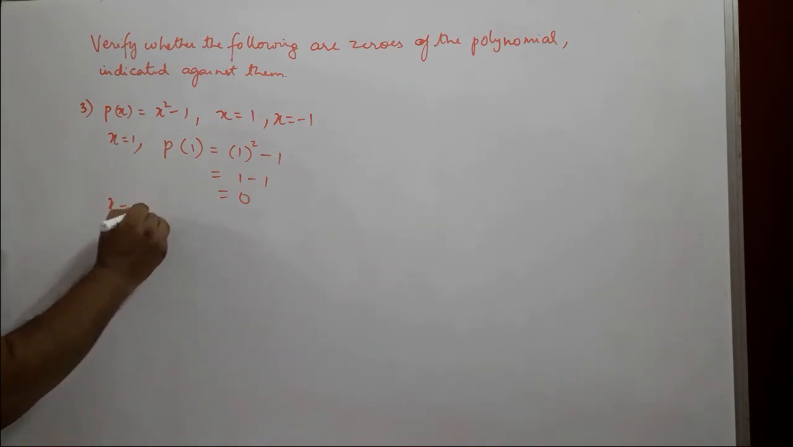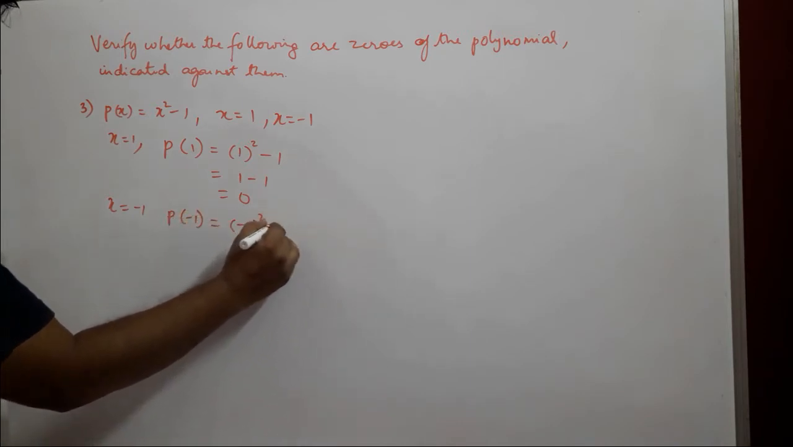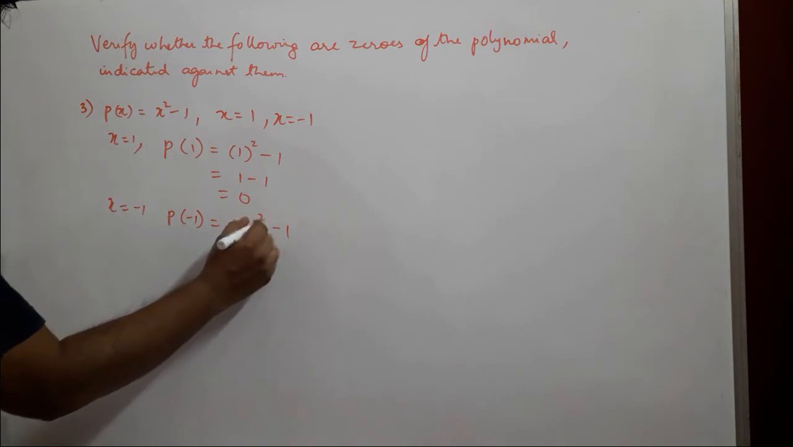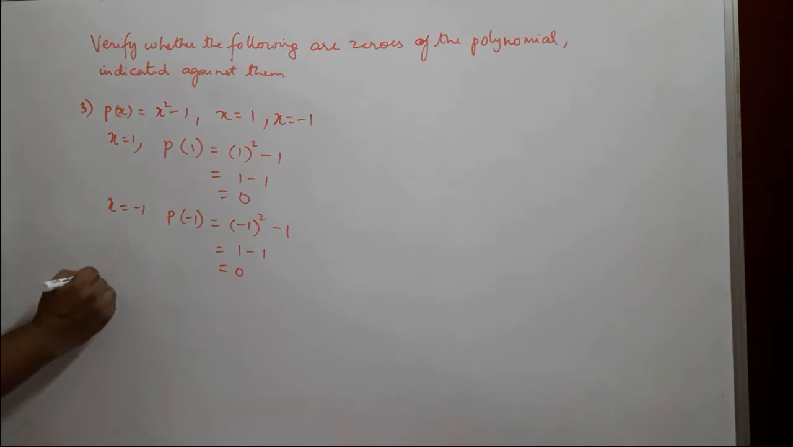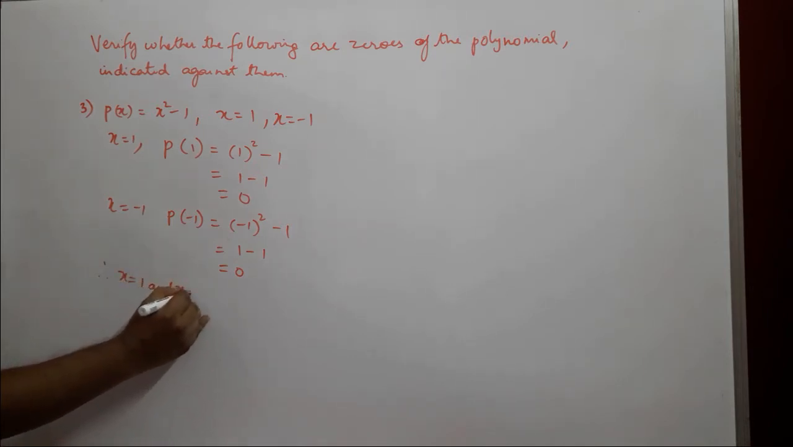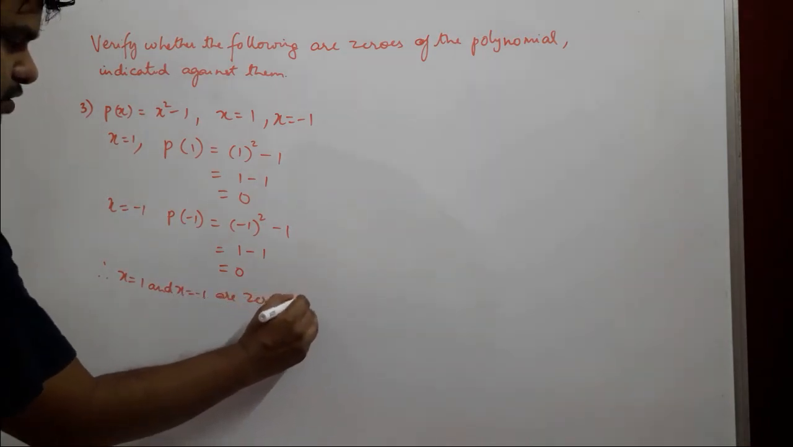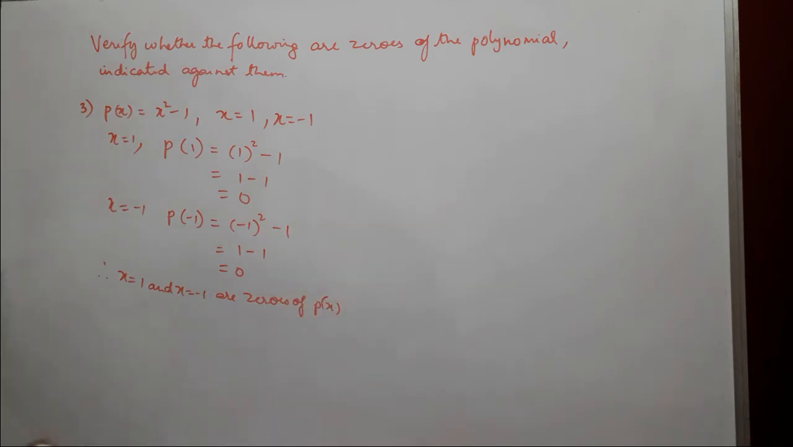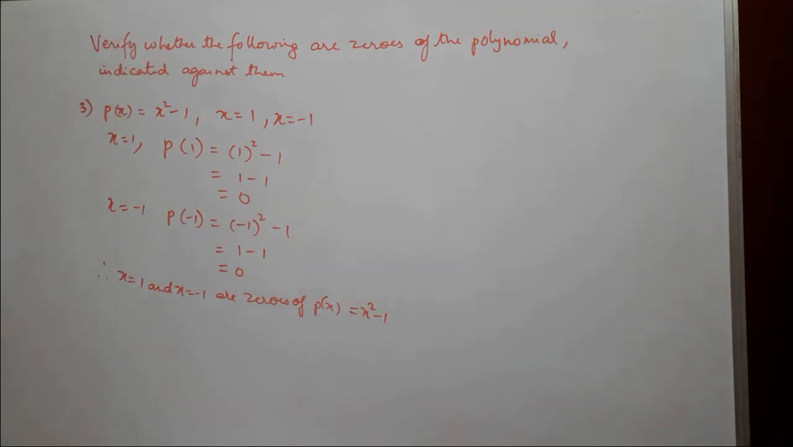Let's check x equal to minus 1. So p of minus 1 equal to minus 1 whole square minus 1. Minus 1 whole square becomes 1. 1 minus 1 is 0. So we can conclude therefore x equal to 1 and x equal to minus 1 are zeros of the polynomial p of x equal to x square minus 1. Okay, let's go to the next problem.